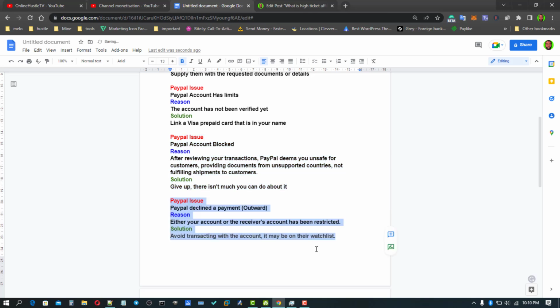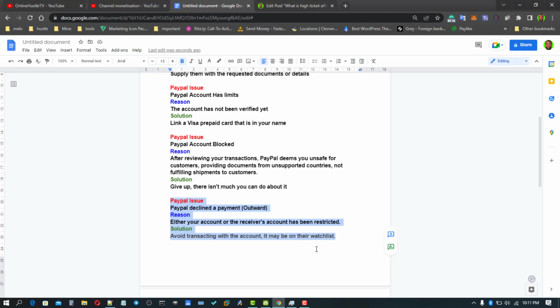The next thing on our list is PayPal declines your payment. So probably you're trying to send money outward to a customer, either through friends and family, or through goods and services. Now, sometimes you might try and it gets declined, and this is because the account you're sending to might be on their watch list. The account you're sending to might be a restricted account. And if you try too many times to send to a restricted account, what happens is that PayPal will also restrict your account, because it will seem like you're trying to work with whoever they are trying to restrict. So that's why it's good to avoid restricted accounts. If you try and it doesn't go one time, leave it, try with another account.